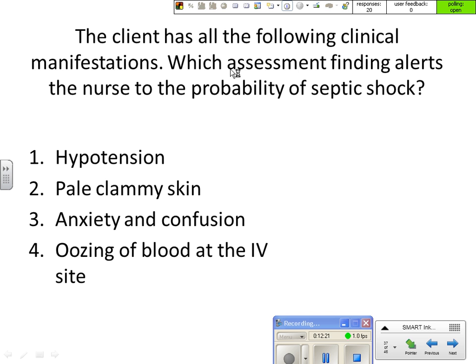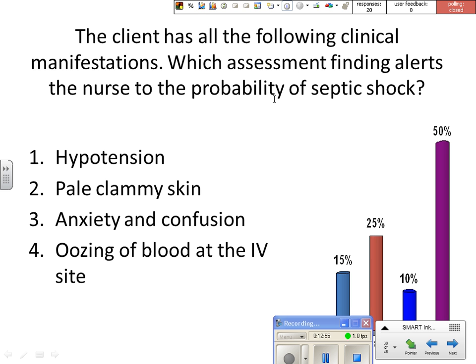The client has all of the following clinical manifestations. Which assessment finding alerts the nurse to the probability of septic shock? Hypotension, pale clammy skin, anxiety and confusion, oozing of blood at the IV site. Okay, 50% said oozing of blood, 25% said pale clammy skin, and the rest said anxiety and confusion or hypotension.